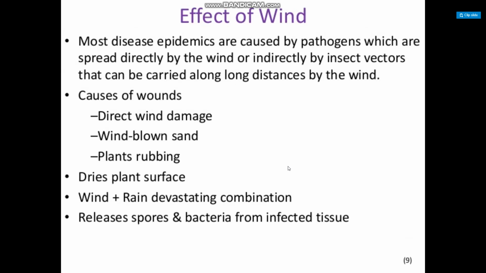Effects of wind. Most disease epidemics are caused by pathogens which are spread directly by the wind, or indirectly by insect vectors that can be carried a long distance by the wind. The causes of wounds are, first, direct wind damage; second, wind-blown sand; third, plant rubbing; fourth, drying of plant surfaces; and fifth, wind and rain, a devastating combination that releases spores and bacteria from infected tissues.